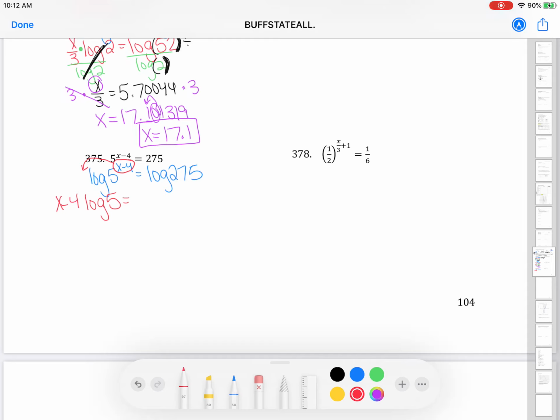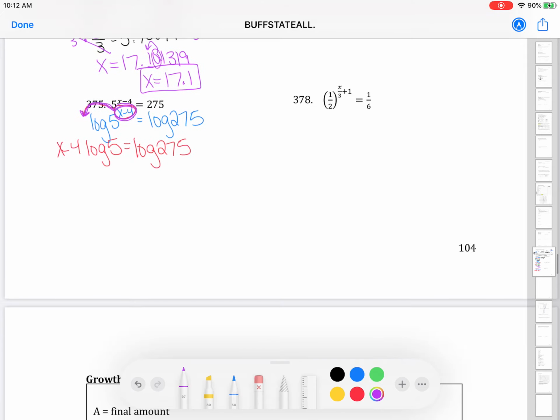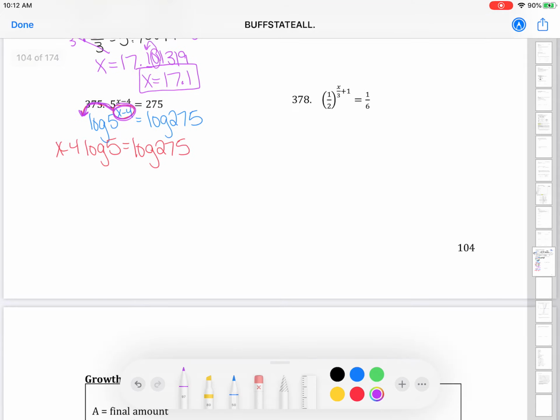Everything else just carries down. Log 5. That x minus 4 moved to the front, so you bring down your equals at this point, and then it's the log of 275. Now that you have a solvable equation, you want to get x by itself. The log has served its purpose. The whole reason for writing the word log on both sides was to make this step right here that we just did, bringing that x down in front, happen. Now that that's done, the log has served its purpose and we can get rid of it.